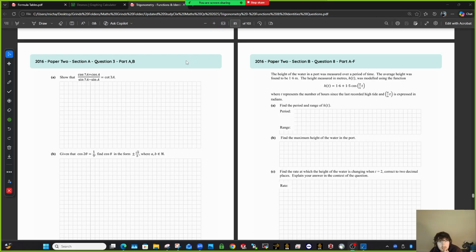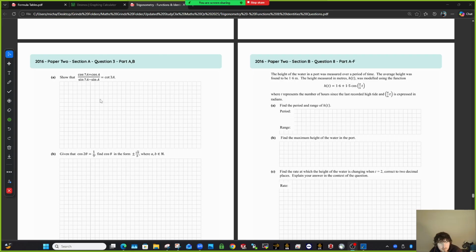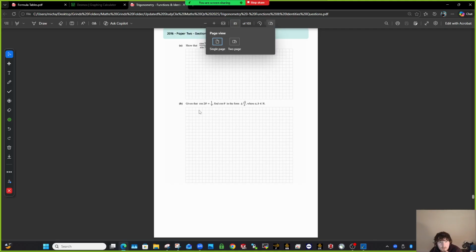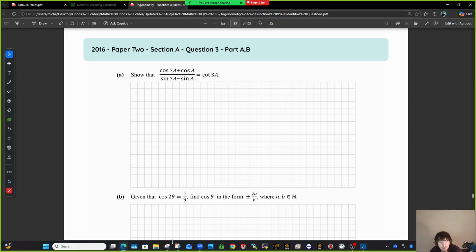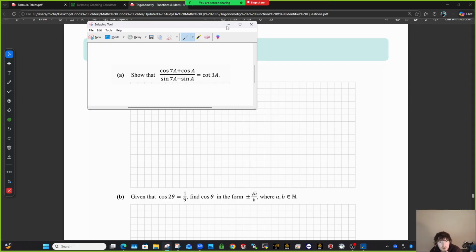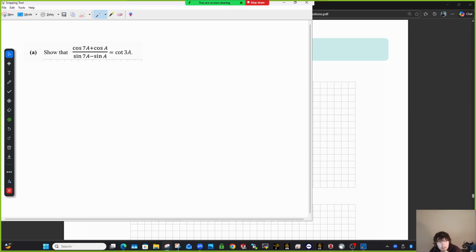So we're getting to the end of the document now. There's not that many that I haven't done that's kind of unique. I think I like this one over here from 2016, so we might do that one. So that looks like crazy stuff here. They're talking about cot here. What madness is this?